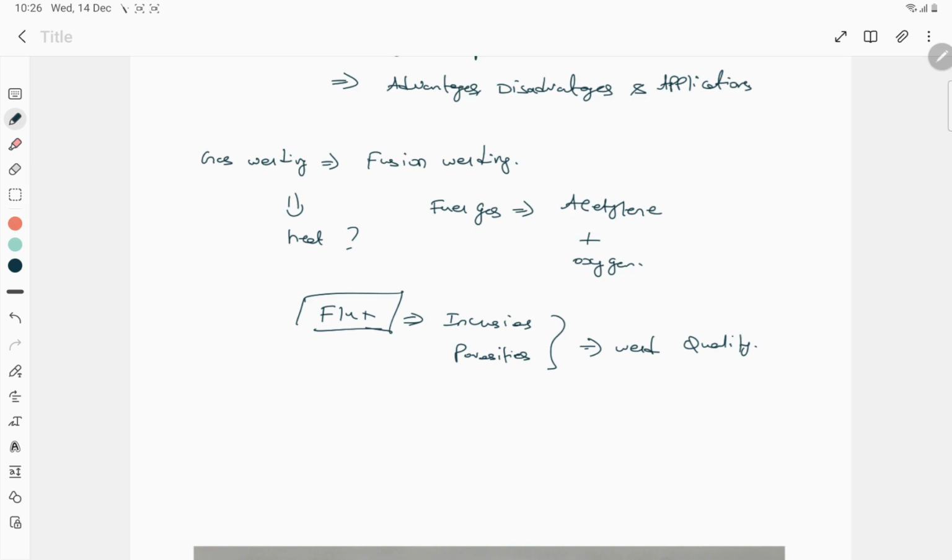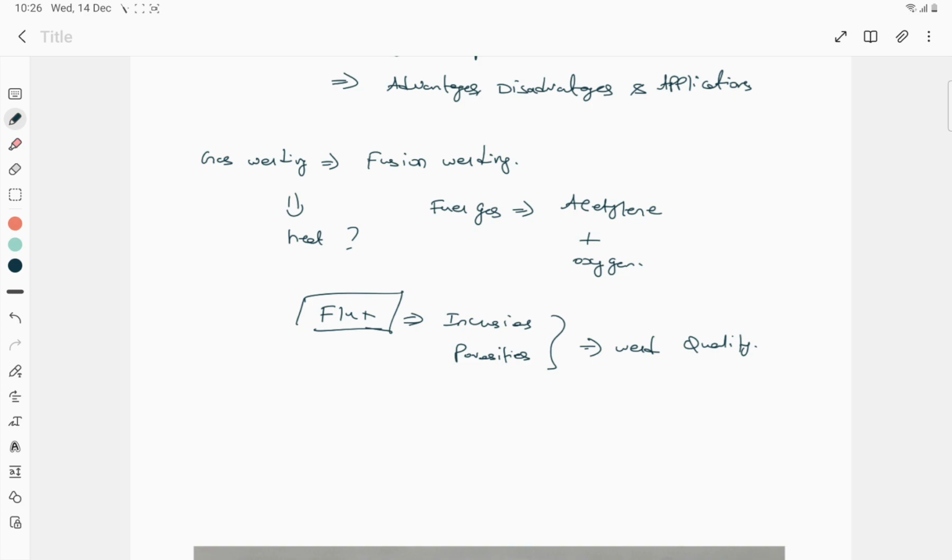as we have seen in shielded metal arc welding. So this flux will melt during the welding process and it will form a blanket and it will get deposited as a slag. Once the welding is done, we will remove this slag with the help of chipping hammer, as we do it in the shielded metal arc welding process.